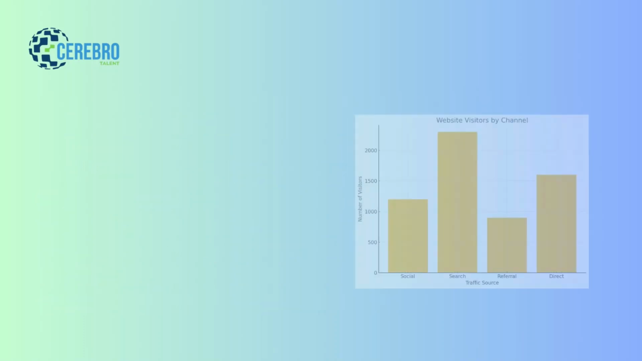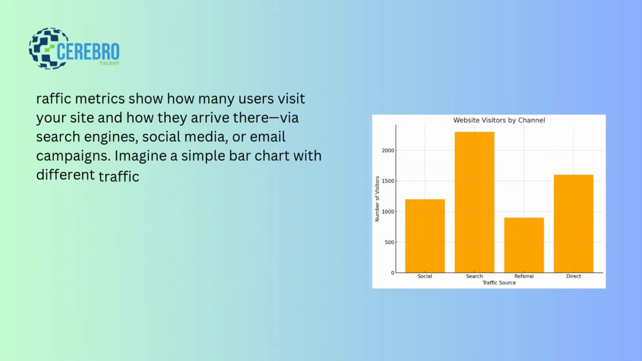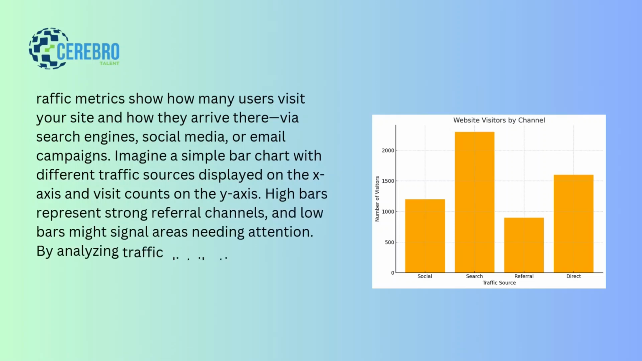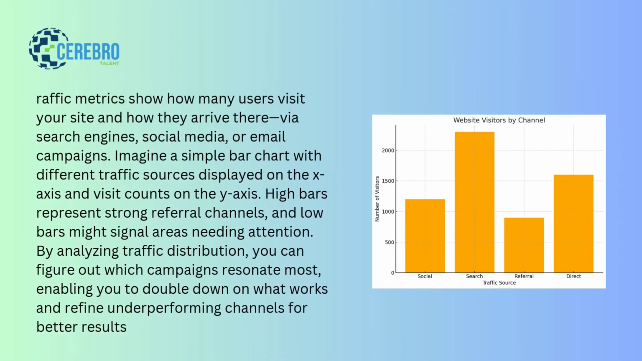growth. Traffic metrics show how many users visit your site and how they arrive there, via search engines, social media, or email campaigns. Imagine a simple bar chart with different traffic sources displayed on the x-axis and visit counts on the y-axis. High bars represent strong referral channels, and low bars might signal areas needing attention. By analyzing traffic distribution, you can figure out which campaigns resonate most, enabling you to double down on what works and refine underperforming channels for better results.